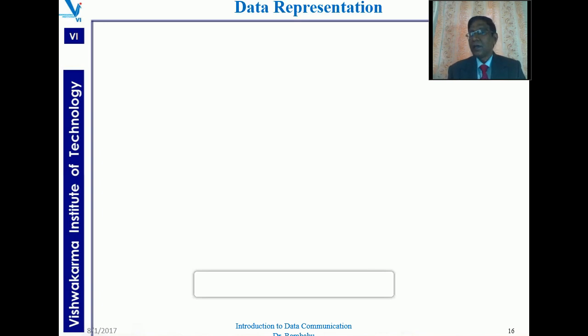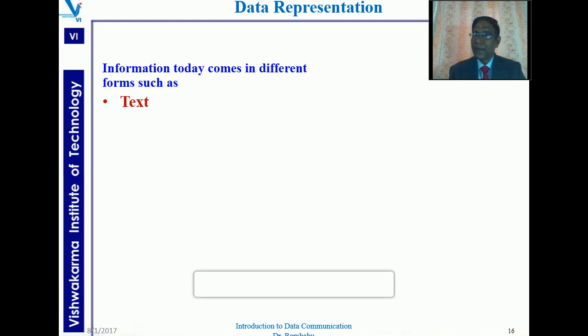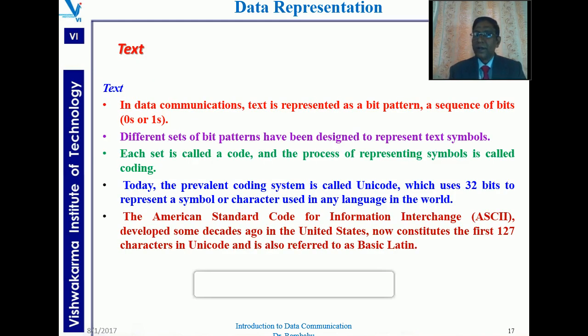Now we will see how data representation happens in data communications. Information today comes in different forms such as text, numbers, images, audio and video. In data communication, text is represented as a bit pattern, a sequence of bits, zeros and ones. Different sets of bit patterns have been designed to represent the text symbols. Each set is called a code, and the process of representing symbols is called coding.